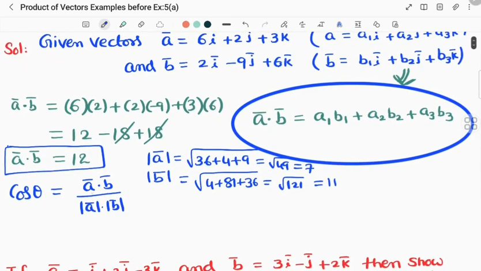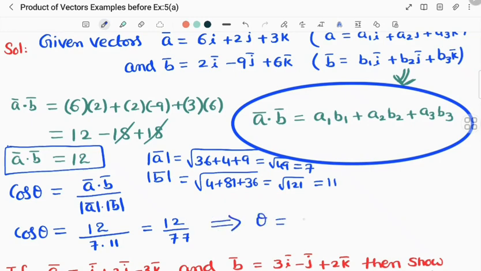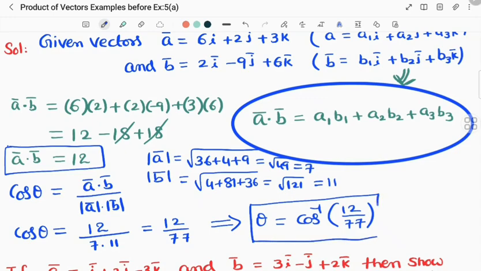So these values, A bar dot B bar value, we got it already. So A bar dot B bar value is 12, divided by mod A bar value 7, mod B bar value 11. That is equal to 12 by 77. This is the value of cos theta, but they are asking to calculate the angle between them, no? That implies theta equal to cos inverse of 12 by 77. So this is the way you can get that.